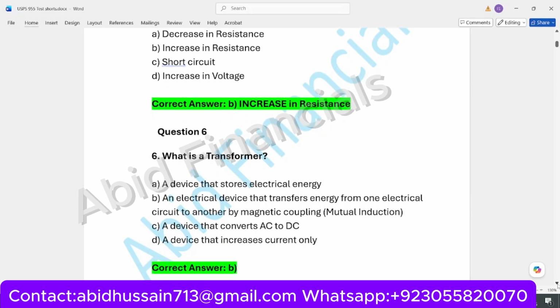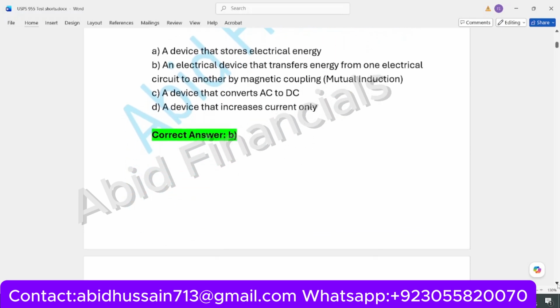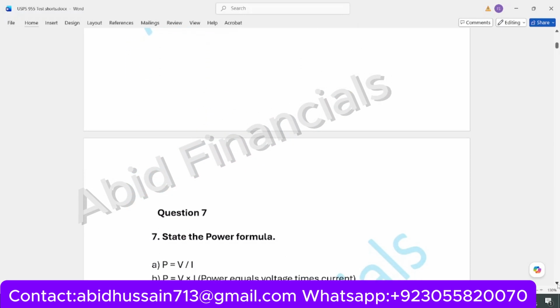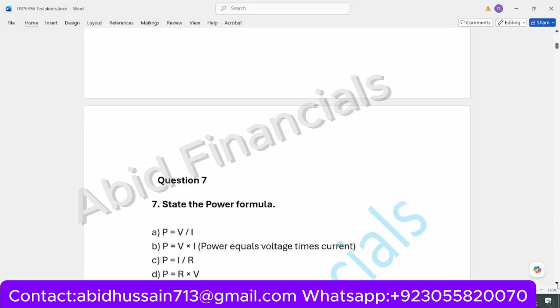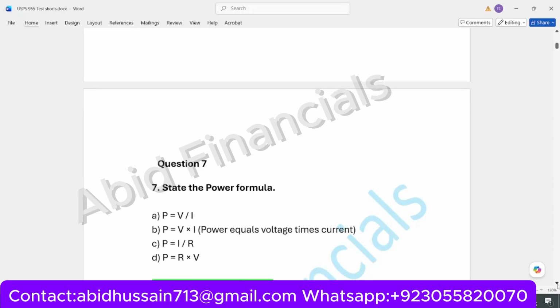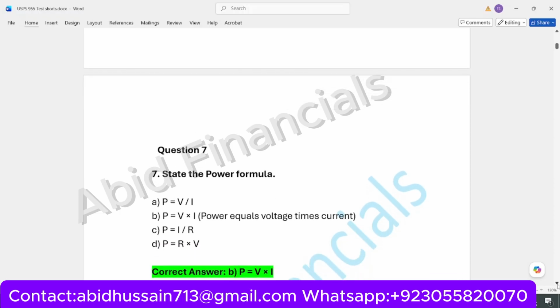Question number 7: state the power formula. A: P is equal to V divided by I. B: P is equal to V multiplied by I. C: P is equal to I divided by R. D: P is equal to R multiplied by V. The correct option is option B: P is equal to V multiplied by I.